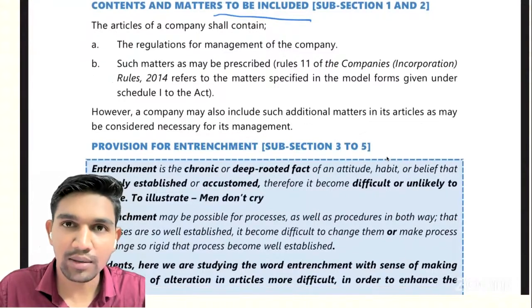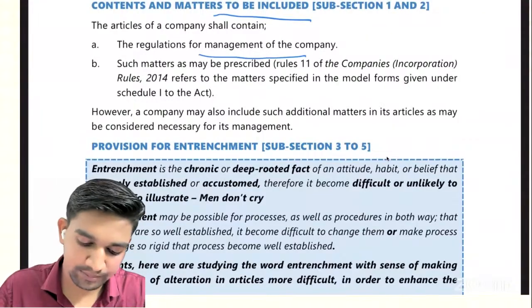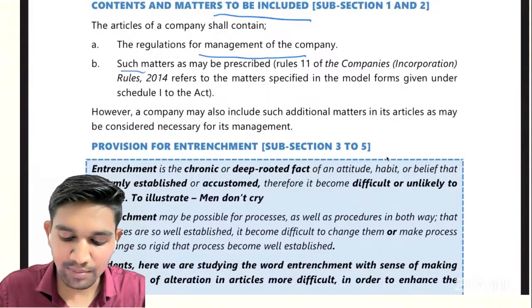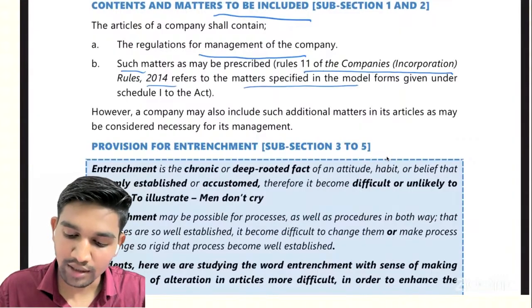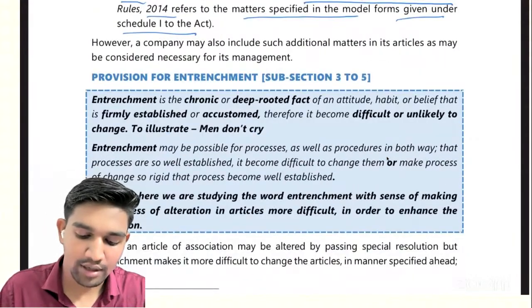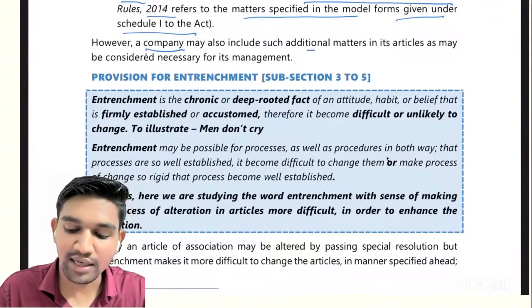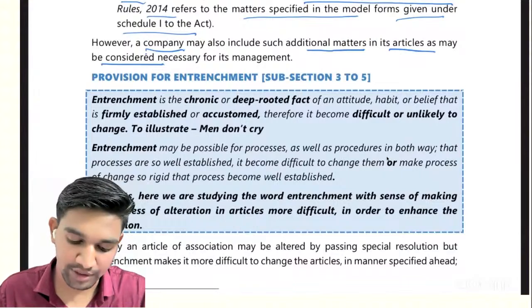The articles of a company shall contain the regulations for management of the company and such matters as may be prescribed in Rule 11 of the Companies Incorporation Rules 2014, which refers to the matters specified in the model forms given under Schedule 1 to the Act. However, a company may also include such additional matters in its articles as may be considered necessary for its management.